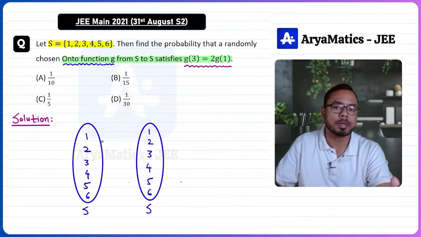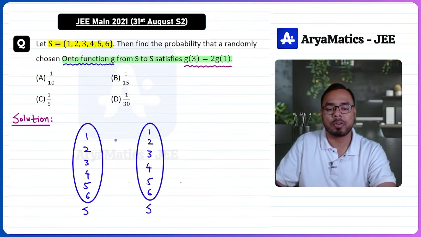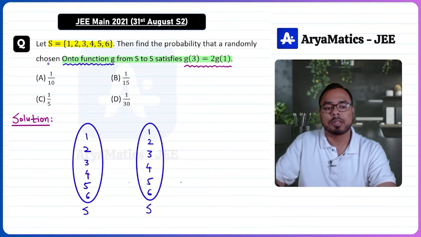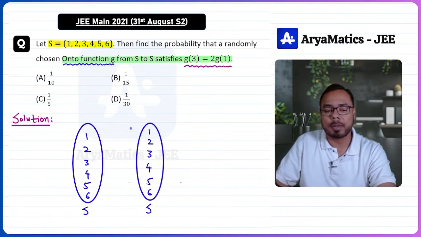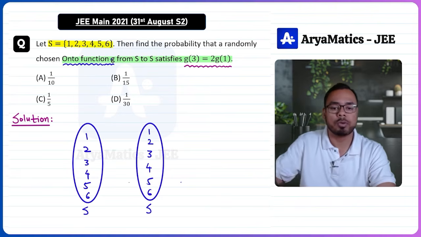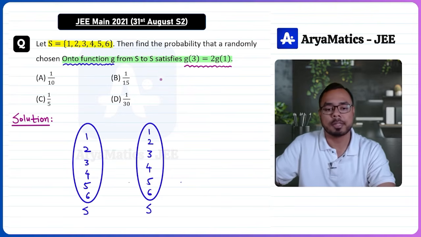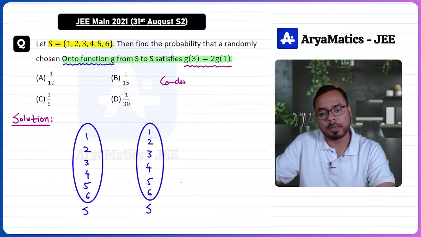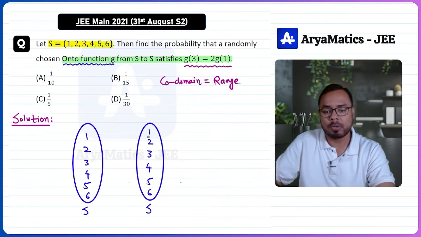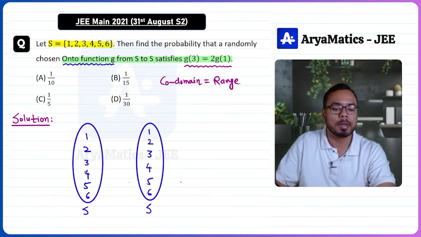Right? The number of 1-1 functions will be the same as the number of onto functions, because once you make a function many-one, you cannot make it onto. Onto means the codomain is the same as the range. So in the codomain we have 6 elements, 1 2 3 up to 6, and in the range you cannot have more than 6 elements, right? Range will be f of 1, f of 2, and so on.